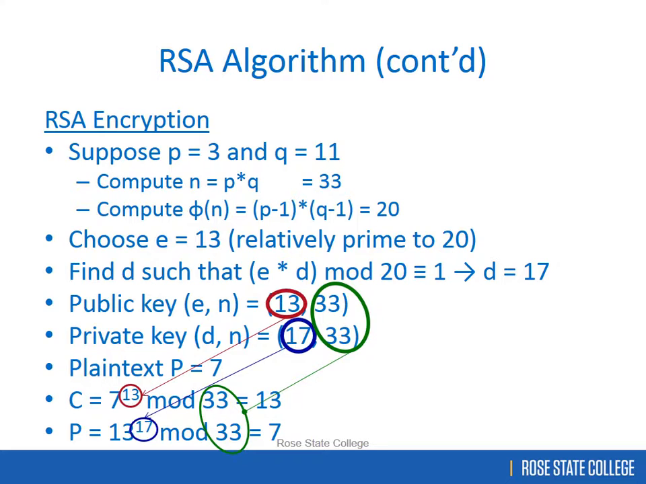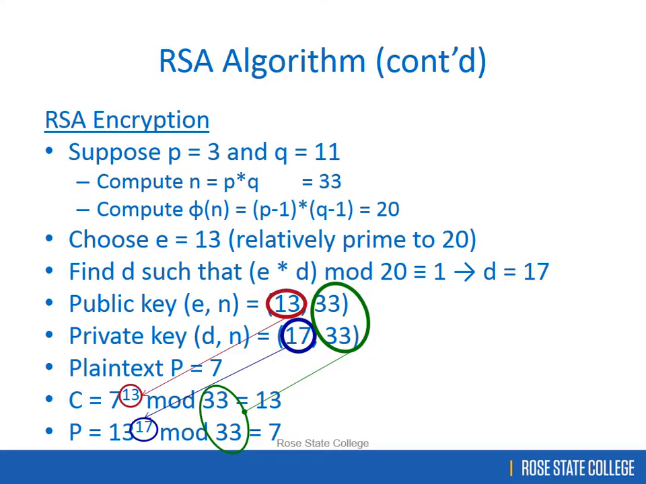I will give you e. It just needs to be relatively prime to 20, which it is. That's a prime number relatively close to it. But for the assignments, use the numbers I give you. Don't say, well, that's not relatively prime. Go with the numbers I give you, okay? Find d such that e times d mod the totient is equal to 1. Happens to be 17 in this case, which I'll show you how to calculate in a minute.